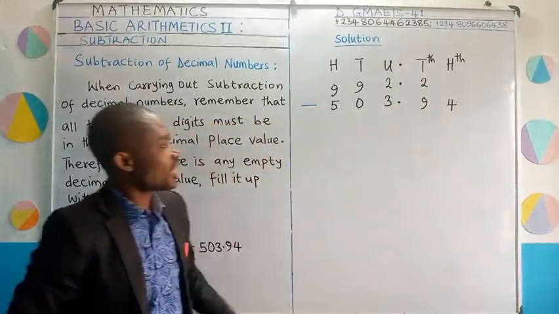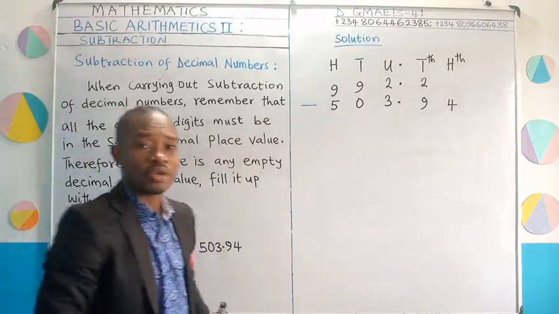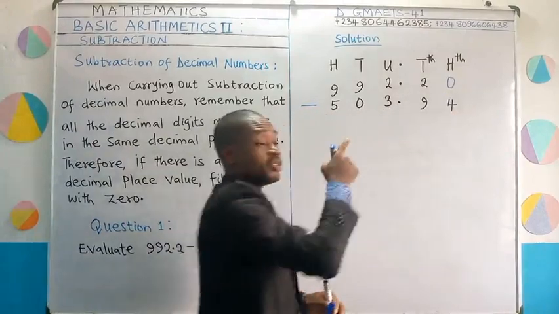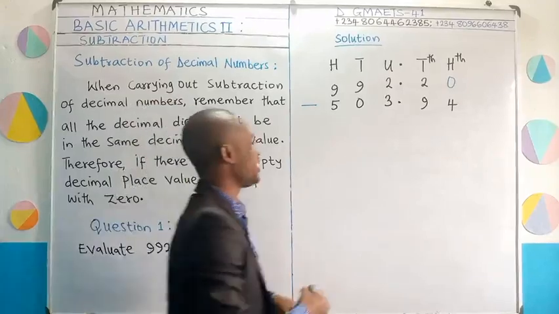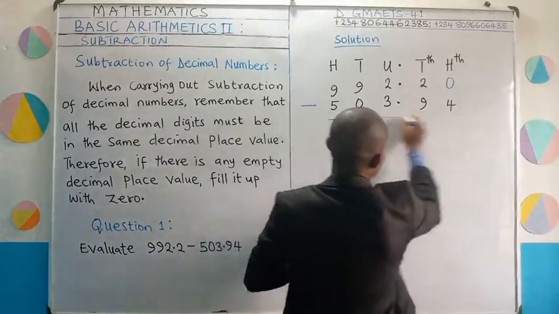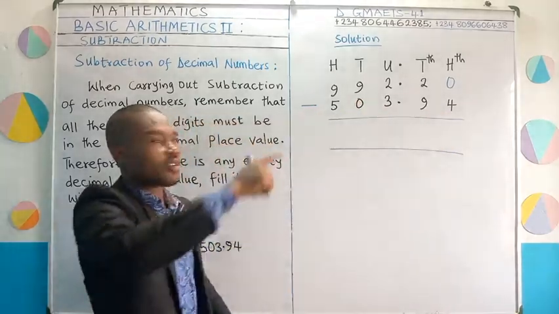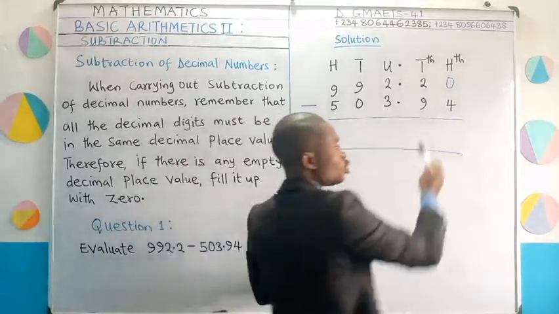Did you notice that in the number 992.2, the hundredths place value is empty? What do we do? Fill it up with 0. If you don't fill that up with 0, you get into trouble. In fact, you may just fail this question. So I have to fill it up with 0. Let us see what we get from here. Again, we start our subtraction from the smallest place value, the last place value in the decimal digit part. So we go to hundredths and do that.